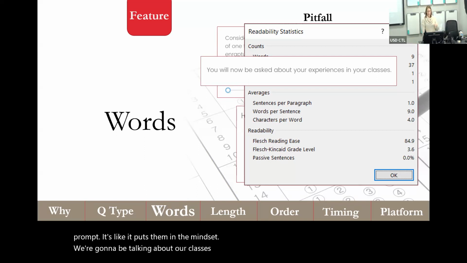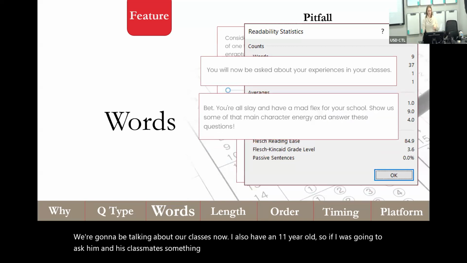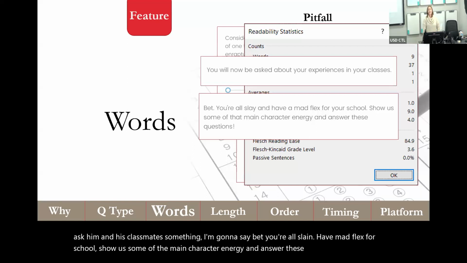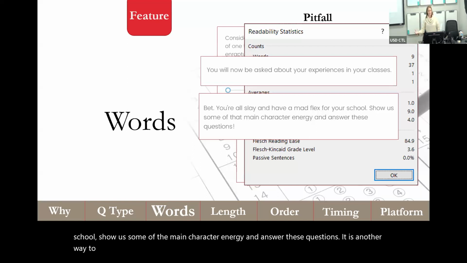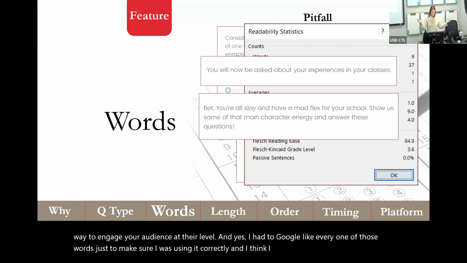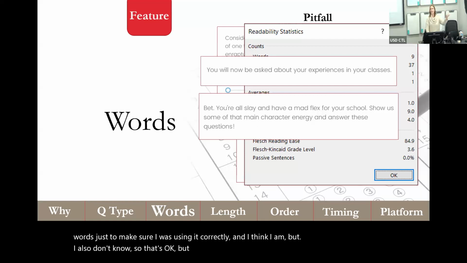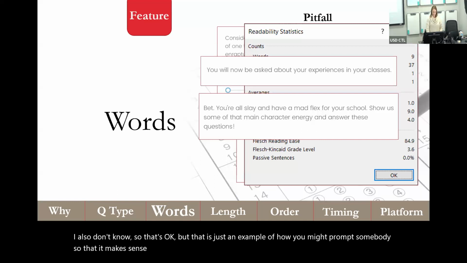I also have an 11-year-old. So if I was going to ask him and his classmates something, I'm going to say, bet, you're all slaying, have mad flex for school. Show us some of the main character energy and answer these questions. It is another way to engage your audience at their level. And yes, I had to Google every one of those words just to make sure I was using it correctly. And I think I am, but I also don't know. So that's okay. But that is just an example of how you might prompt somebody so that it makes sense for their level.